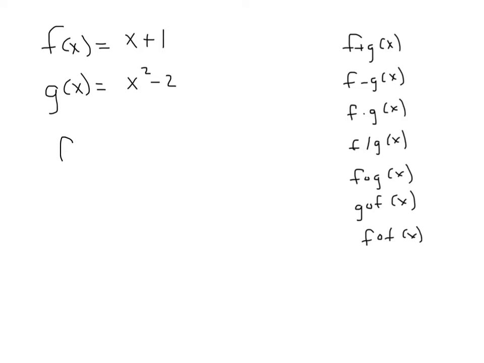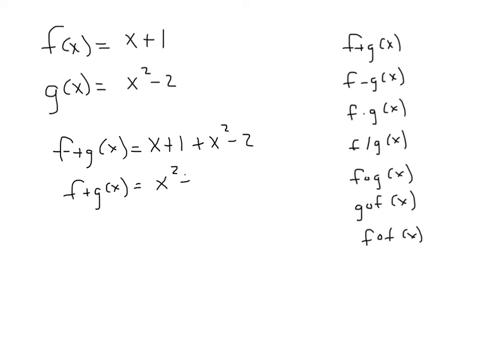Let's do f plus g of x. What you want to do when you see f plus g of x is just add f and g together. So x plus 1 is the f function, plus x squared minus 2 is the g function. Now the final answer is the simplified version of that. So we would say that that would be x squared plus x, and then like terms together would be minus 1. That's all there is to that.